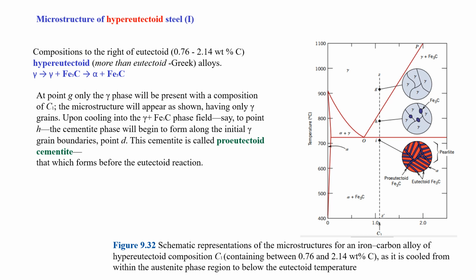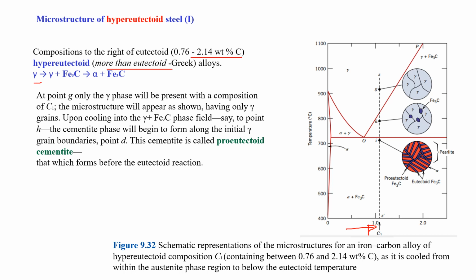Microstructure of hypereutectoid steel. For hypereutectoid steel, the compositions are to the right of the eutectoid composition we discussed previously, between 0.76 and 2.14. Hypereutectoid means more than eutectoid: the eutectoid was at 0.76, while the hyper is more than 0.76 up to 2.14.